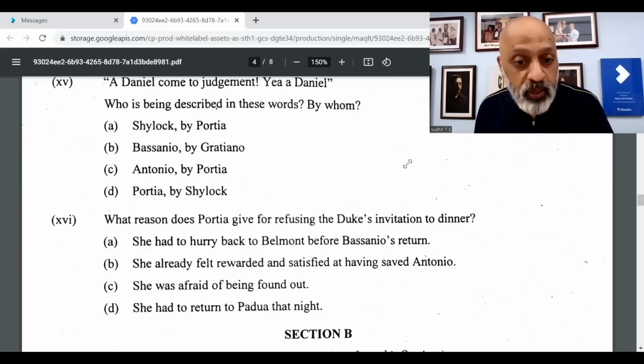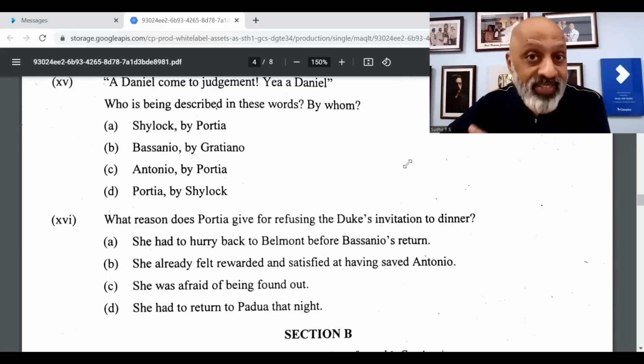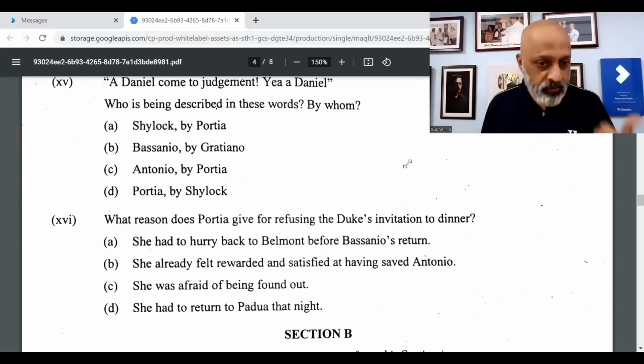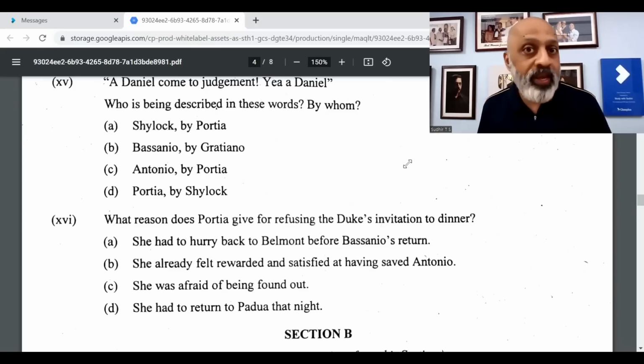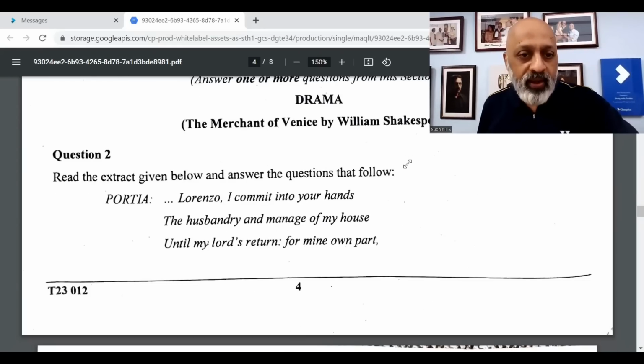That she had to return to Padua that night, because all said and done, she was seen as someone who had been sent by Dr. Bellario, right? So this is as far as the MCQs are concerned. Most of you seem to have got all the MCQs right, which is a big thing, getting 16 out of 16 in the MCQs. Let's just take a quick look at the extracts.